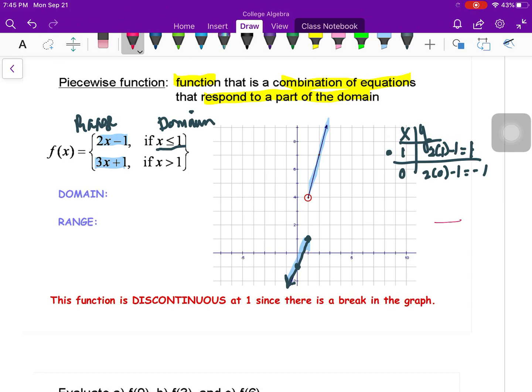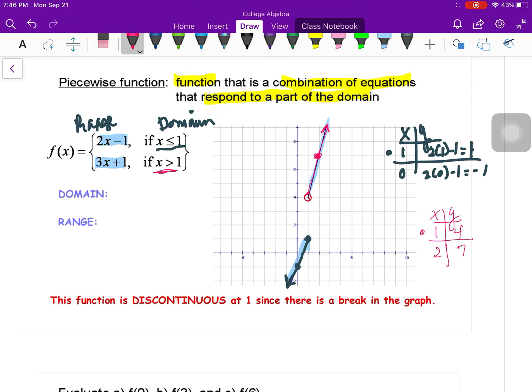Then I'm going to move on to the second piece. It also says to start with 1, but the 1 is not included, so I put an open circle. When I put 1 in there, 3 times 1 is 3 plus 1 is 4. 1, 4, open. Then it said to pick something bigger, so I'm going to choose 2. 3 times 2 is 6 plus 1 is 7. 2, 7, closed. So this is where I started on through here.